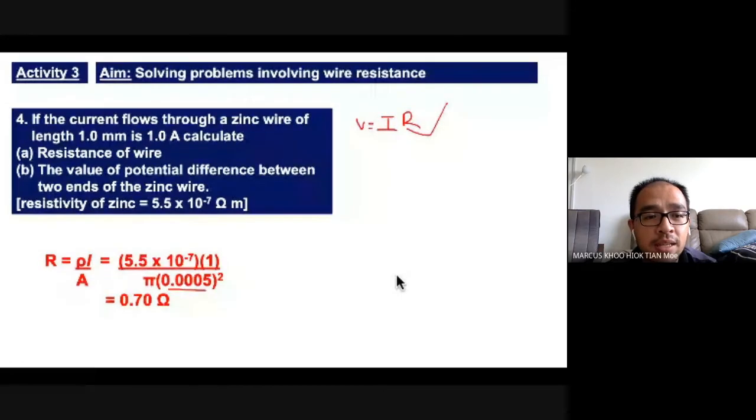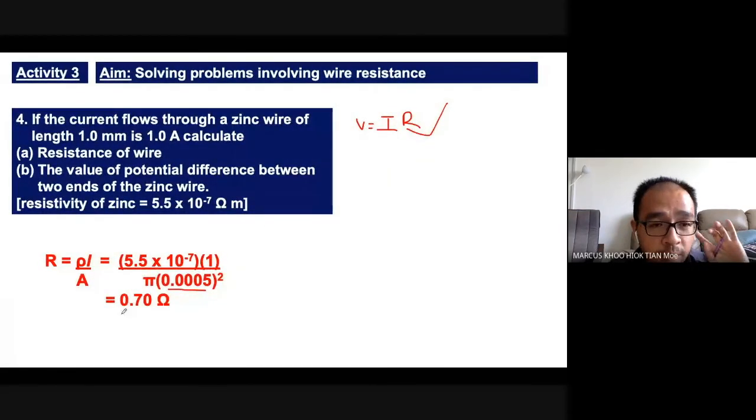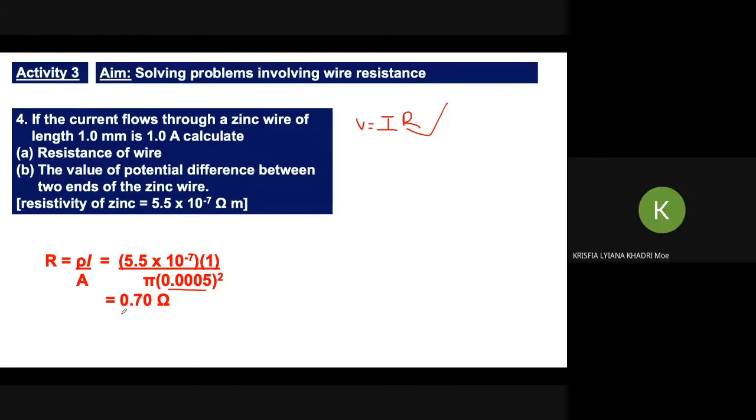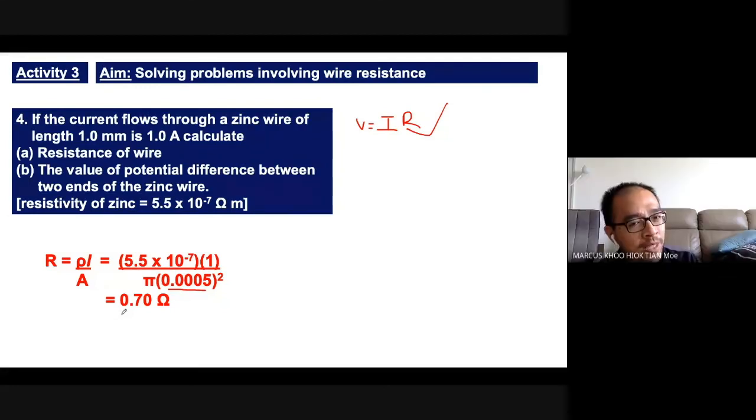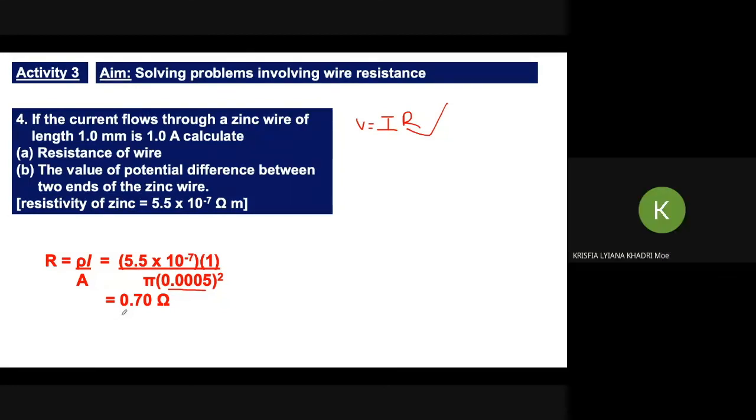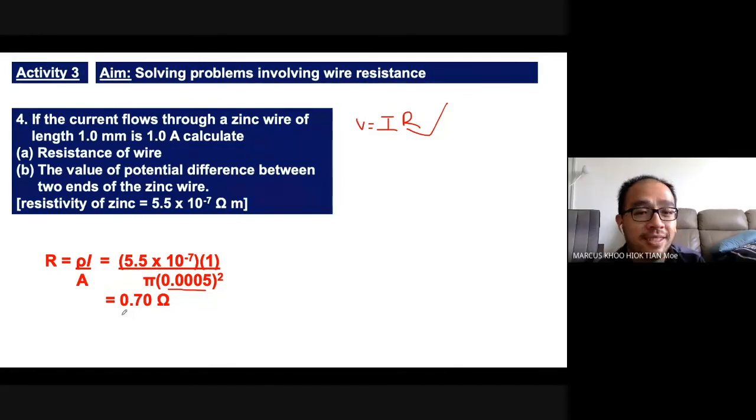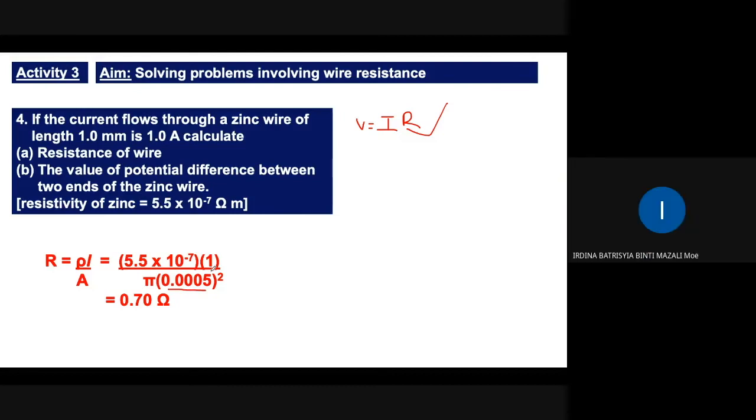Sorry Crispia, what's your answer? How come your answer is so different from this? What was your answer just now? Even the L also is wrong, right? 1 millimeter. It should be 0.001, right? In the paper, it's 1 meter.